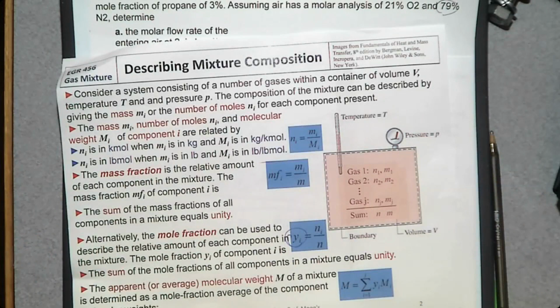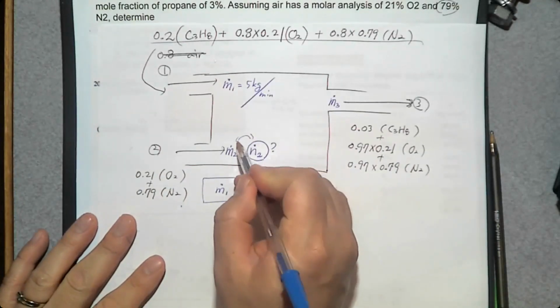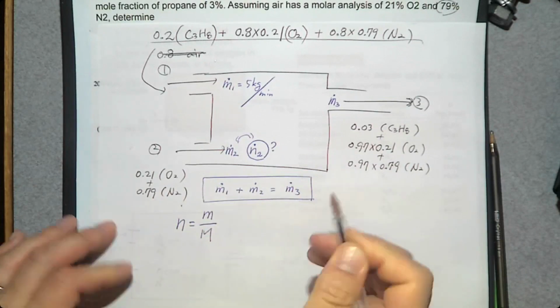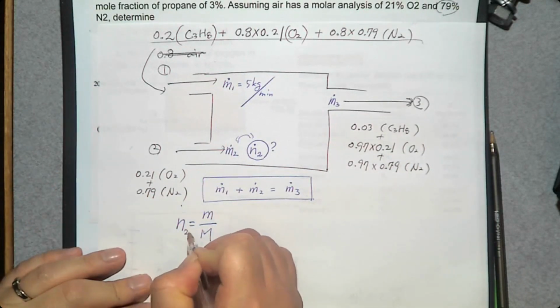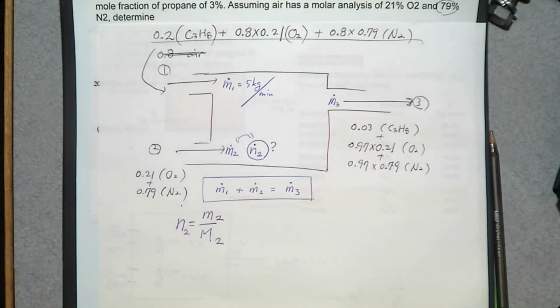N is M over molecular weight. And we are talking about this one at the inlet number two. So can we say N2 is M2 divided by molecular weight M2? Yes, we can. Then we are talking about flow rate, not the mass. We are talking about mass flow rate. So how do you get mass flow rate? Divide this by time.